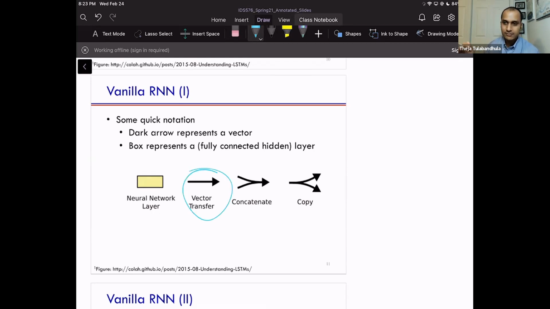For that, let me introduce some minor notation. An arrow represents a vector going from left side to right side here, and this means concatenation, and this means copy. If the same arrow is going to two locations, it's just like the vector is being input to two locations. We did this when we talked about computational graphs, right? The same input could go to two different locations. And this yellow box means a neural network layer. When I say neural network layer, just think of it as a fully connected layer. It's going to be hidden, because anything which is not input or output is basically hidden in this language.